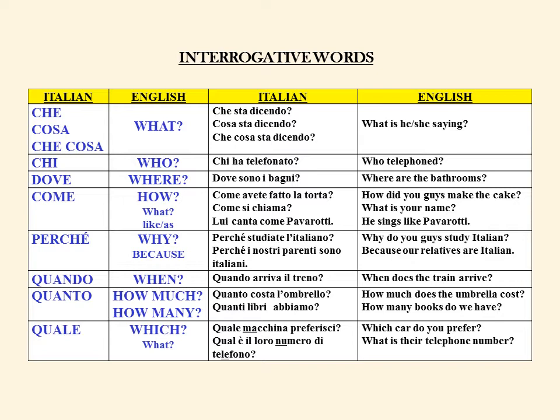Chi. This means who, but it is who as the subject of a sentence. For example, chi ha telefonato? Dove. This means where. For example, dove sono i bagni?